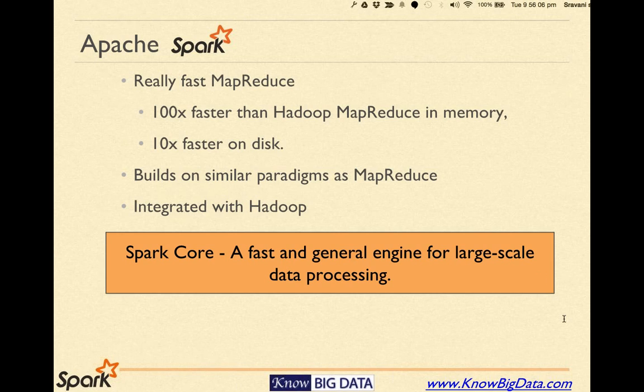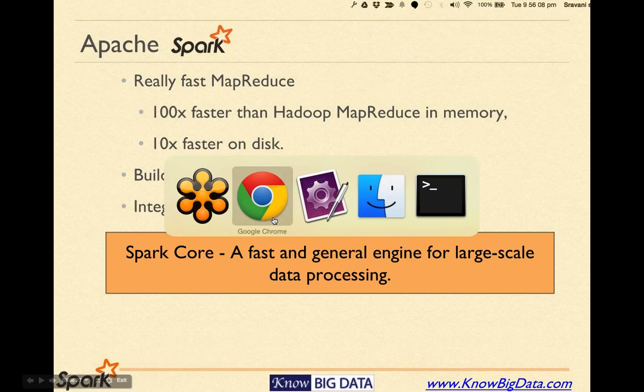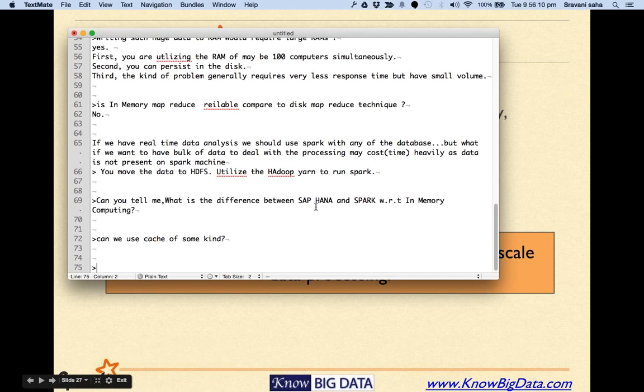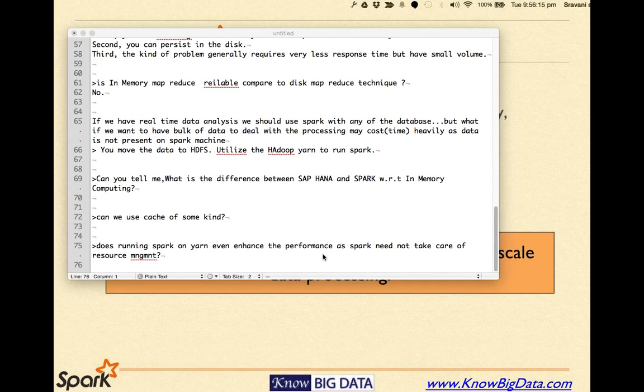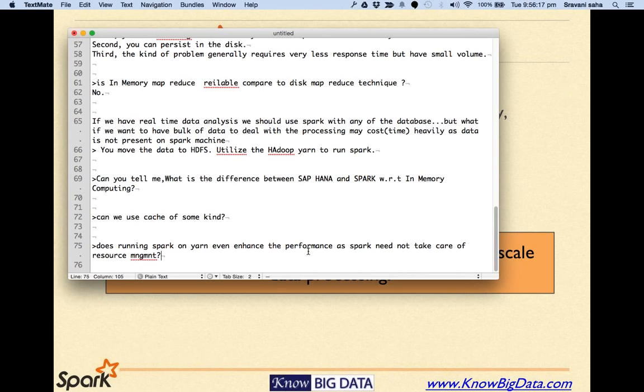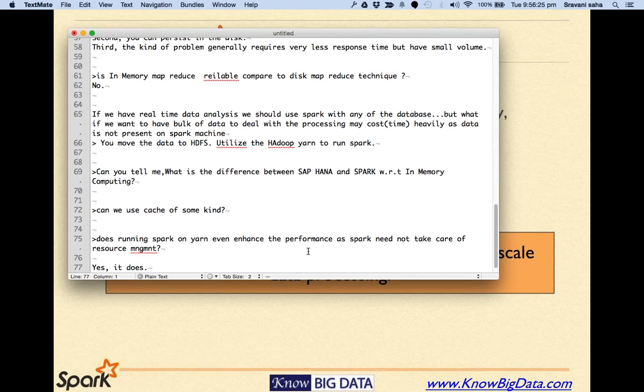Now, Shashankar's question, a very good set of questions, and I am going to share all these questions with you. Does running Spark on Yarn even enhance the performance, as Spark need not take care of the resource management? Yes, it does. The question from Shashankar is, how does the computation improve if you run on Yarn?